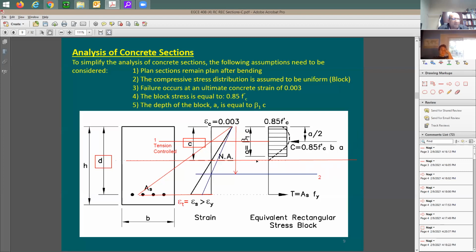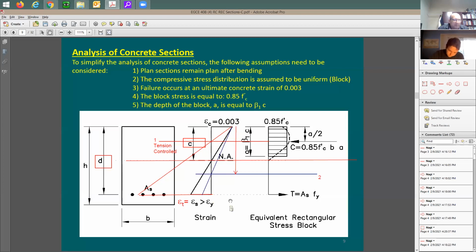Once you have a, you can figure out the depth c, the depth of the neutral axis, with this beta 1 factor that we have a graph for. Once you also have c, you can figure out the strain in the steel from these two similar triangles. You can say, for example, 0.003 divided by c, for this triangle, the top one, is going to be equal to the strain in the steel divided by d minus c. So the distance from here to there is going to be d minus c. And with that, you figure out the strain in the steel.